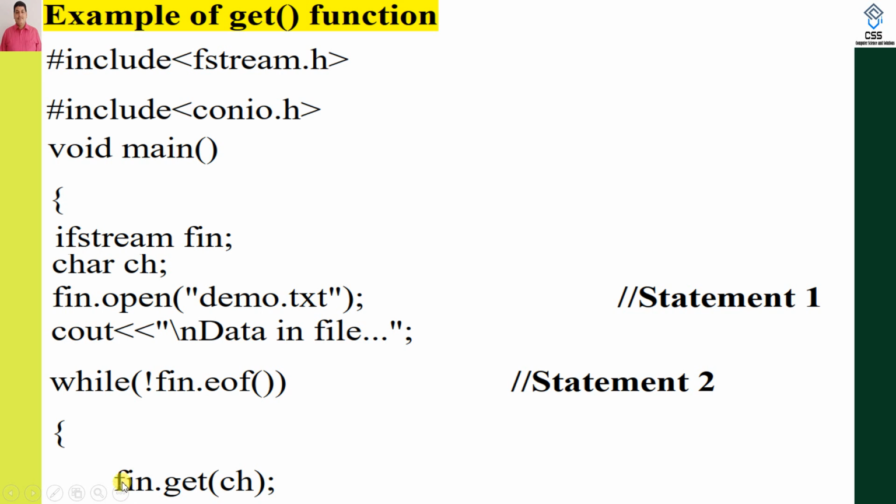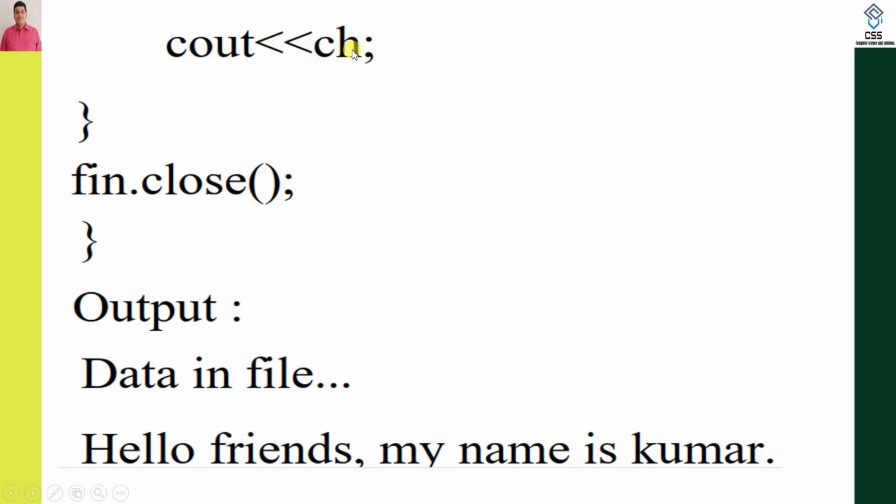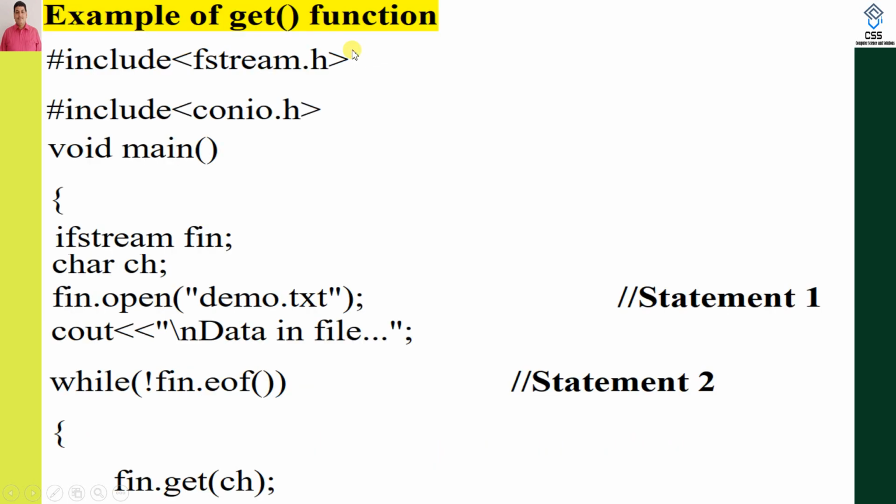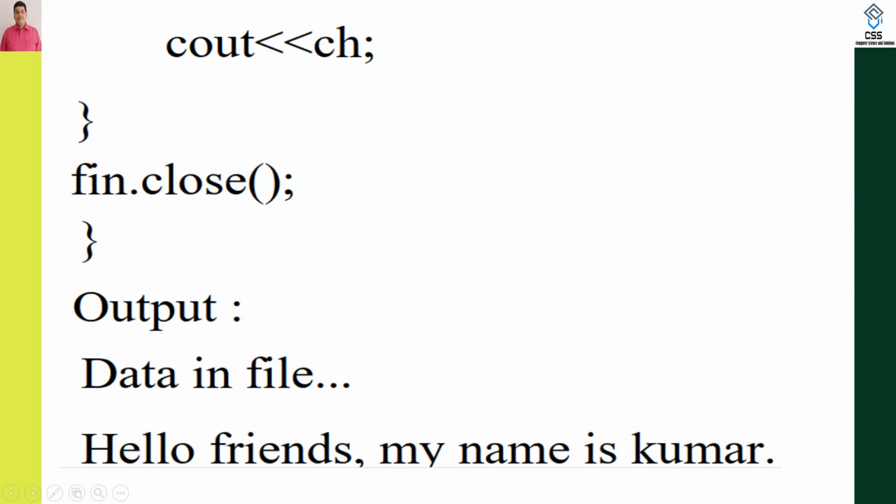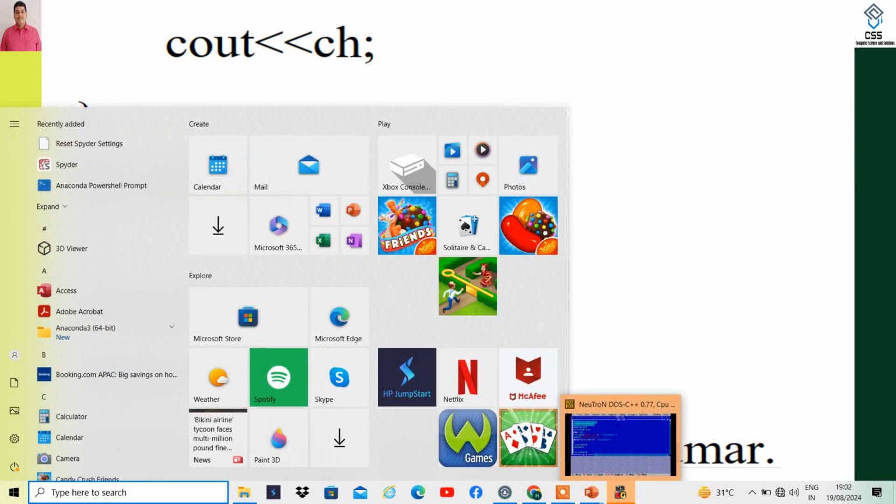Now it reads the data. Fin.get is used to read the data from a file character by character and store it in ch. Suppose h is written, it is read from the file and h is displayed. Next, automatically it goes to the next character and reads the data. This continues till the end of the file. When the end of the file is encountered, it comes out of the loop and the file is closed. Now the data will be displayed, hello friends, or whatever kind of data is written into the file.